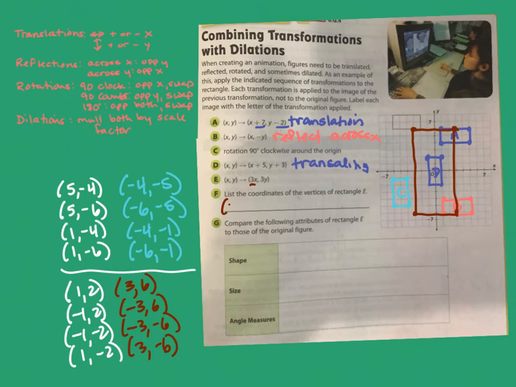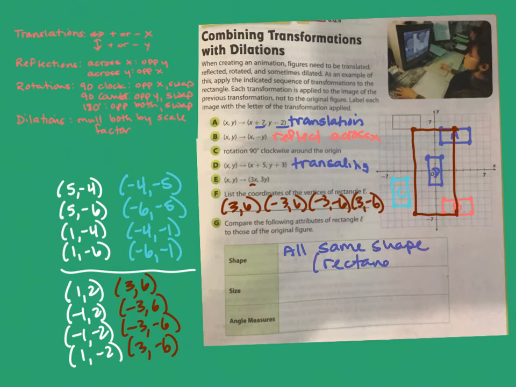List the points. Okay, good thing I wrote them down. 3, 6, negative 3, 6, negative 3, negative 6, and 3, negative 6. Look at the shapes of all of these. Has the shape changed, or are they all the same shape? They're all rectangles, right? Same shape. Rectangles. What about the size? Are they all the same size? Most of them, right? But except when we enlarged.